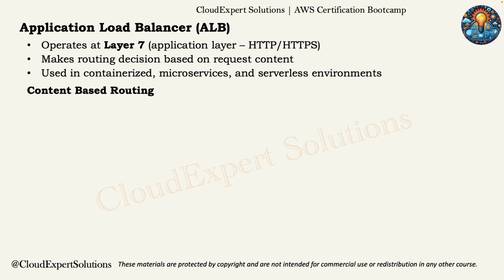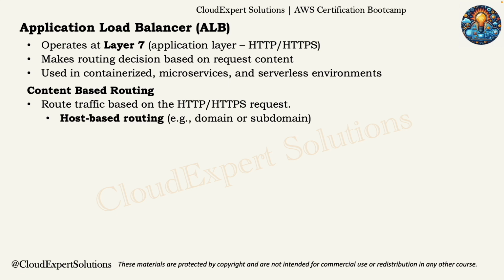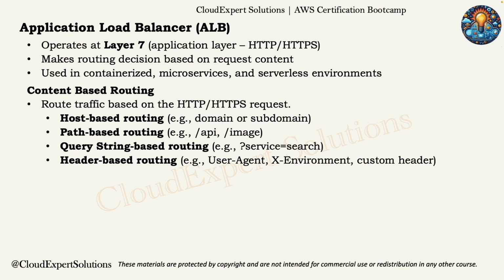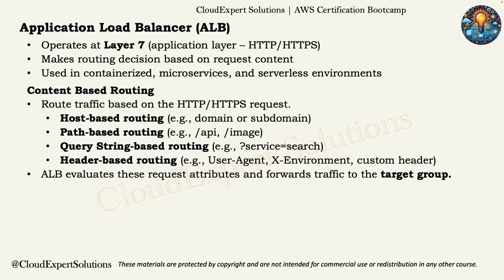Let's review what is content-based routing. Content-based routing allows the Application Load Balancer to make intelligent decisions about where to send incoming traffic based on the content of the HTTP or HTTPS request. This includes host-based routing, port-based routing, query string-based routing, or header-based routing. We are going to review all the different types of routing in consecutive slides. Application Load Balancer evaluates the request attributes and forwards traffic to the most appropriate target group.